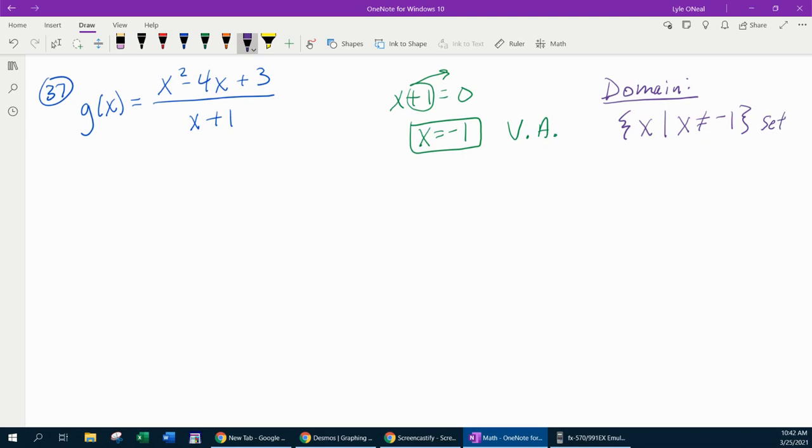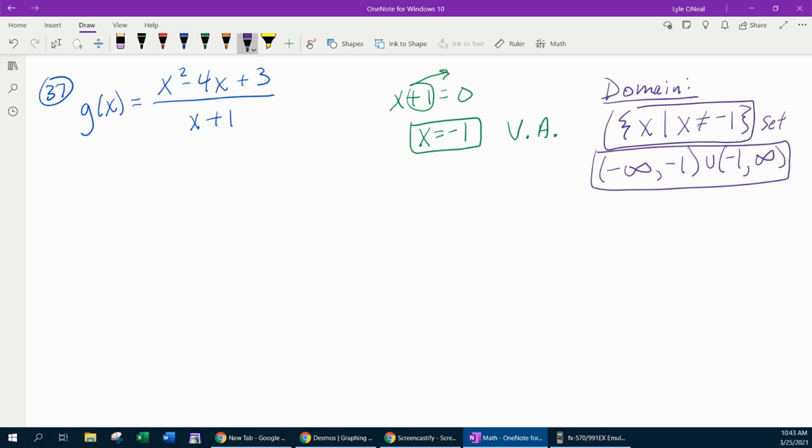If you need that in interval notation, it would be everything from -infinity up to -1, not including -1, jump over to the other side of -1 and keep going. So there is our domain in both set notation and interval notation.